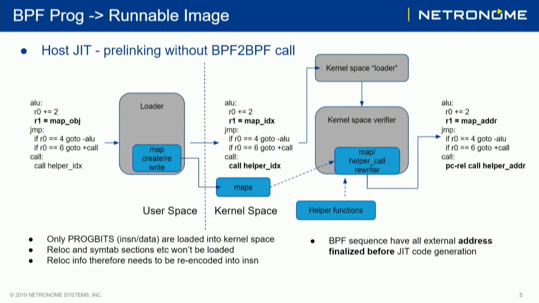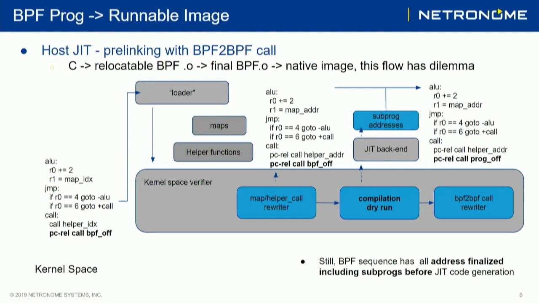Then the user space loader will create the map, and during that process, it rewrites the instruction to the map index. So in the kernel, what you get is sequences with all the external references turned into indexes. Later in the kernel verifier, there is a map and helper call rewriter, which queries the runtime system for the address of that index, then rewrites the BPF instruction with those absolute addresses. So after that, everything is pre-linked. But if there is a BPF to BPF call, I think things are different.